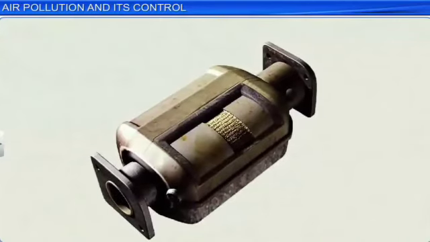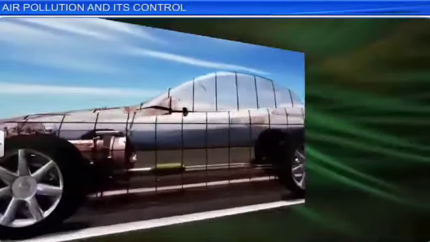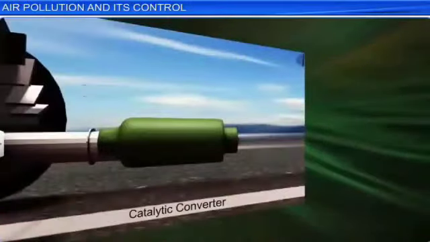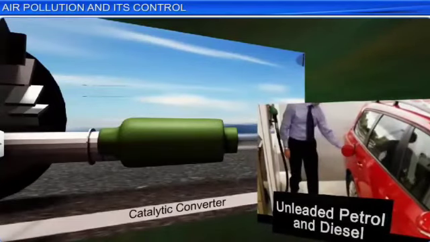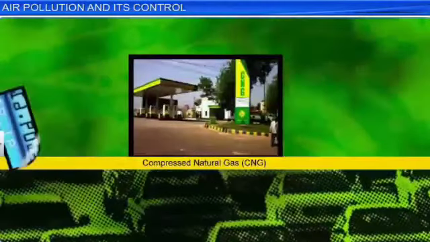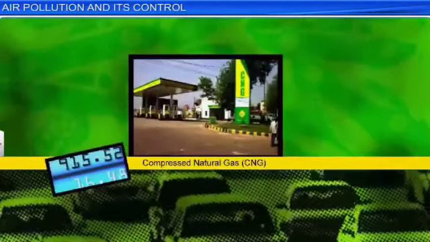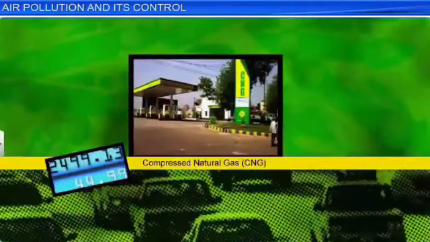However, vehicles fitted with catalytic converters should use unleaded petrol, as lead in the petrol inactivates the catalyst. In addition, the use of compressed natural gas or CNG has also proved very helpful in reducing air pollution.